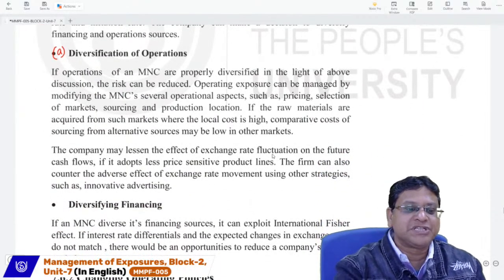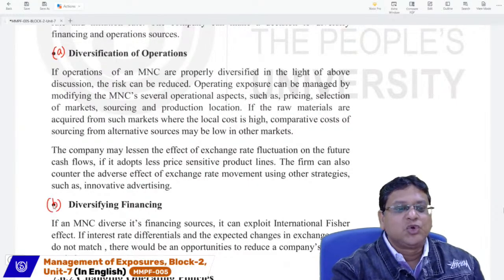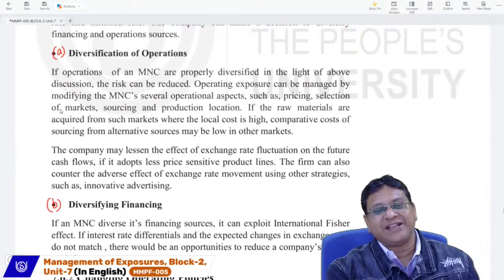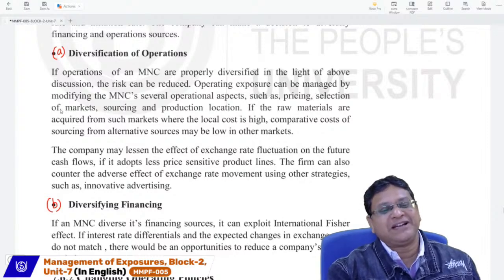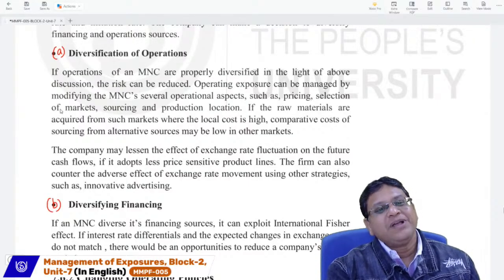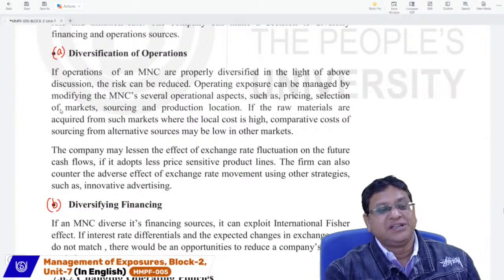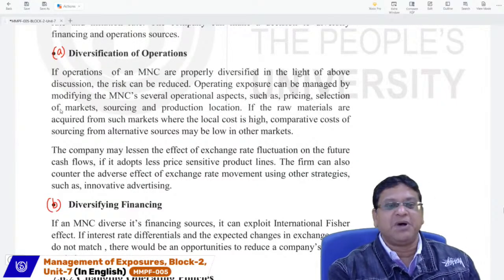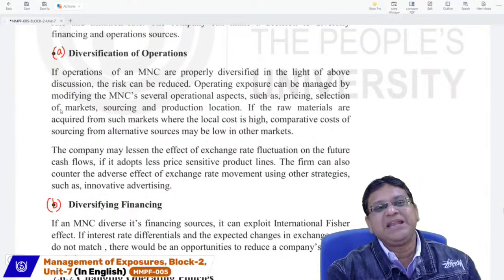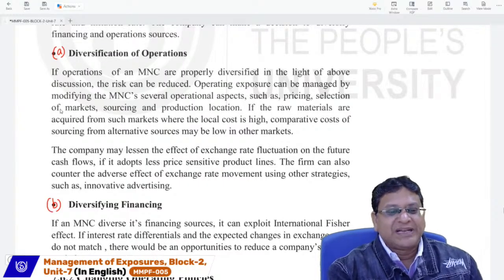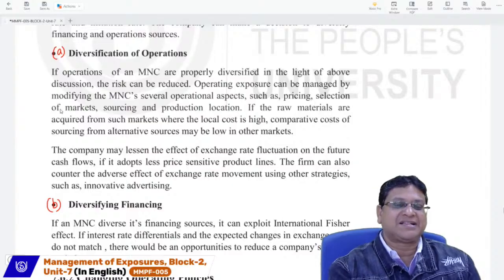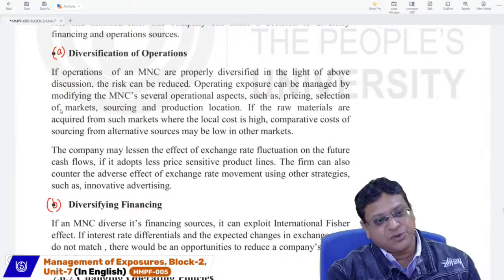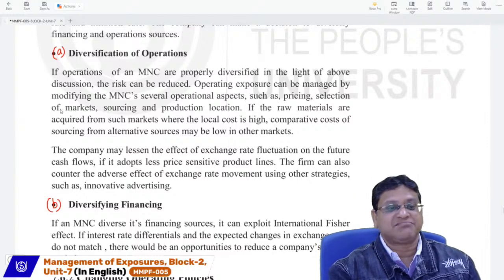Second part is diversifying financing. Do not raise money from one country. Raise money from different countries, so that if we want to pay interest, the exchange rate fluctuation will not impact you so much. Therefore, nowadays companies are raising money from US market, UK market, Japanese market, many markets they are exploring to raise finance. With the help of ADRs, GDRs, American Depository Receipts, Global Depository Receipts, companies are sourcing their funds from different countries.